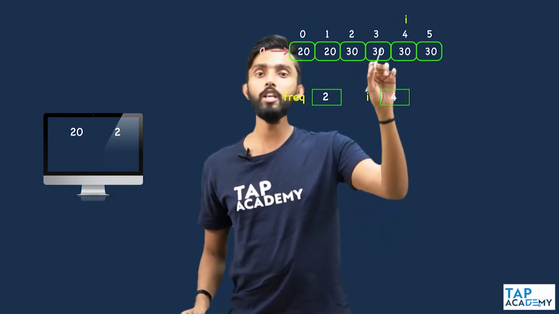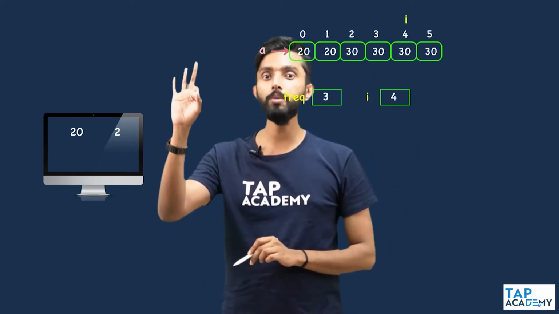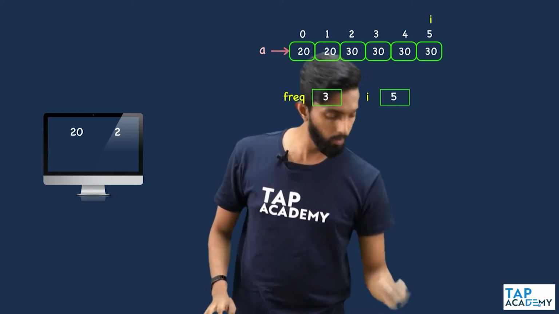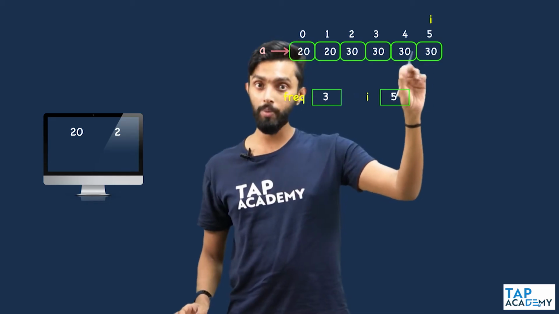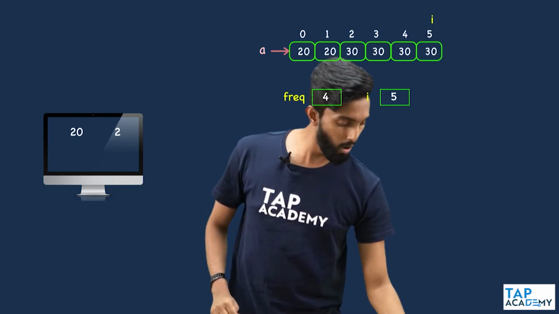Check if A of I is equal to A of I minus 1. Yes. Yes means increase the frequency. Frequency becomes 3. Move I forward. Check again, is it equal to the previous element? Yes. Yes means increase the frequency. Frequency becomes 4. Move I forward.